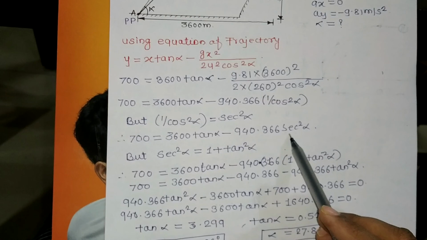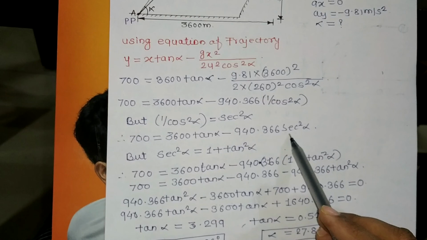By solving it step by step, the equation becomes 940.366 tan square alpha minus 3600 tan alpha plus 1640.366 equals 0. You can see that this is a quadratic equation with tan alpha unknown. While solving this equation in the calculator by using the form ax square plus bx plus c equals 0, we get the value of tan alpha equal to 3.299 and another value of tan alpha equal to 0.529.